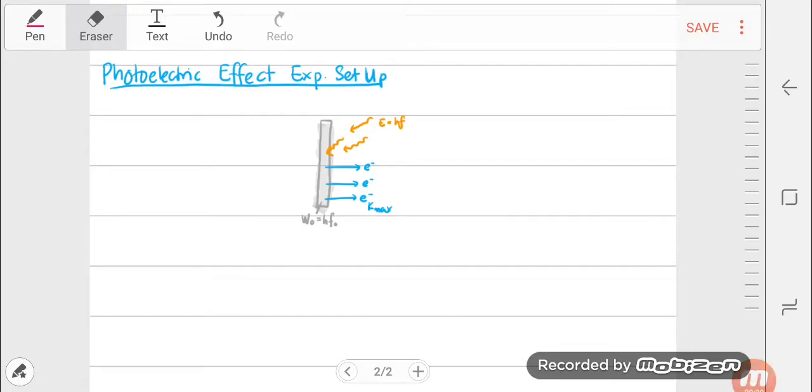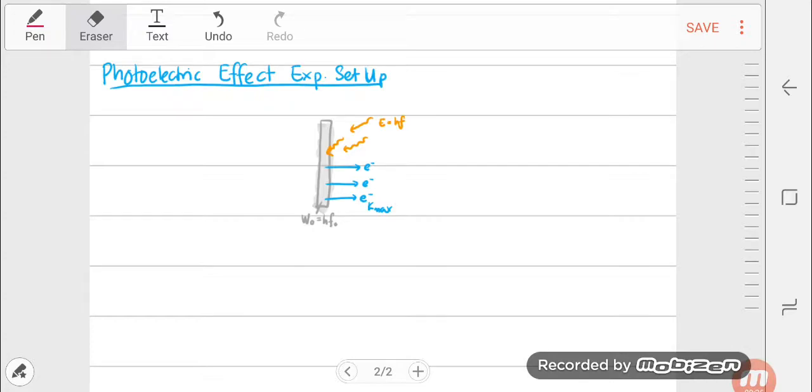Welcome everyone. In this video I'm going to talk about the photoelectric effect experiment setup. So remember in the previous video, we have a metal here with work function W0, and the energy given by this photon is E equals hf, and the electron will get emitted from the surface of the metal with energy Kmax, kinetic energy maximum.